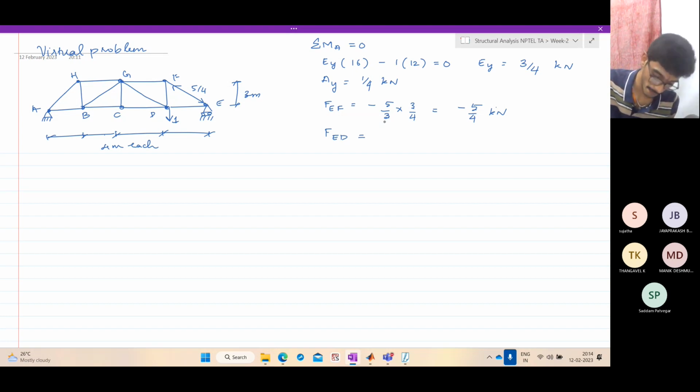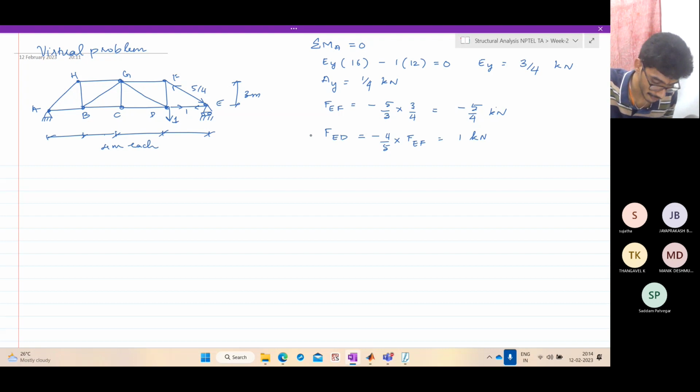FED is equal to 4 by 5 of, so this is compression, this should be tension, minus 4 by 5 of FEF, which is 1 kilonewton. This was tensile, 1 kilonewton.